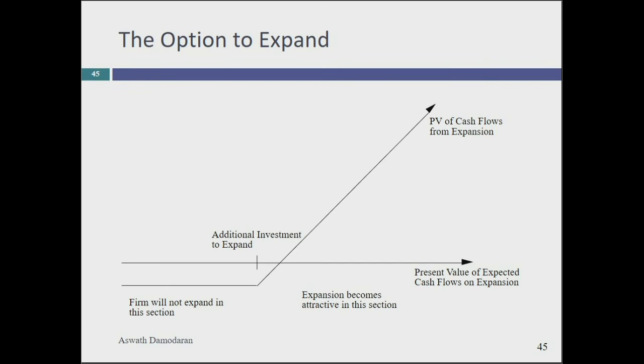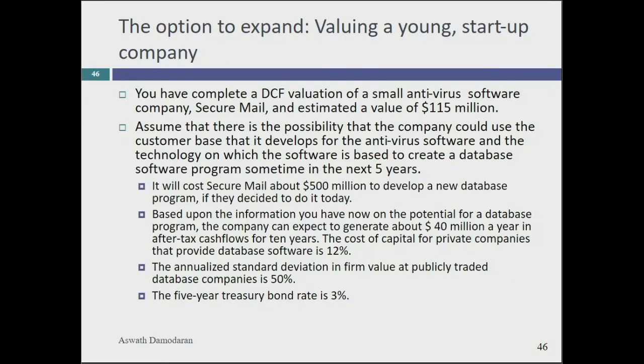There is an expansion option. The cost of expansion becomes the equivalent of the strike price. You will do it only if the present value of the cash flows from expanding exceed that cost. And if that doesn't happen, guess what you lose? What did I describe the first project as having? A negative net present value, that becomes the cost of this option to expand. So I'll give you a very simple example of how this would work out. So let's say you're valuing a software company. Software company produces software to secure your PCs and your Macs.